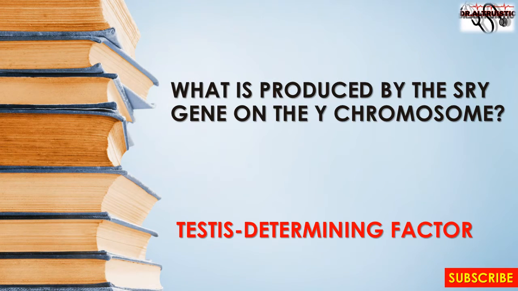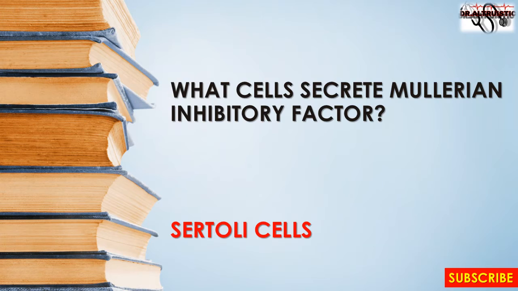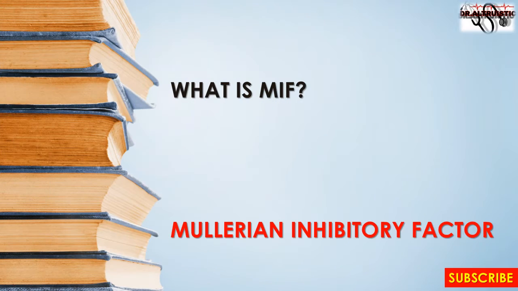What is produced by the SRY gene on the Y chromosome? Testis determining factor. What is secreted by Sertoli cells? Mullerian inhibitory factor. What cells secrete Mullerian inhibitory factor? Sertoli cells. What is MIF? Mullerian inhibitory factor.